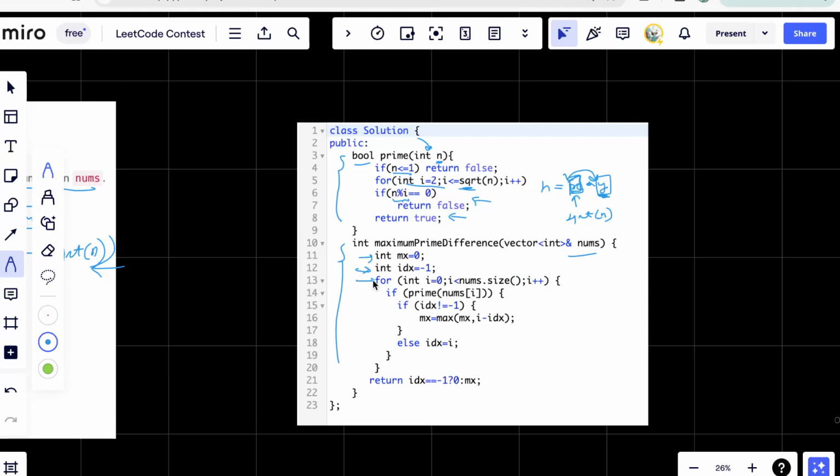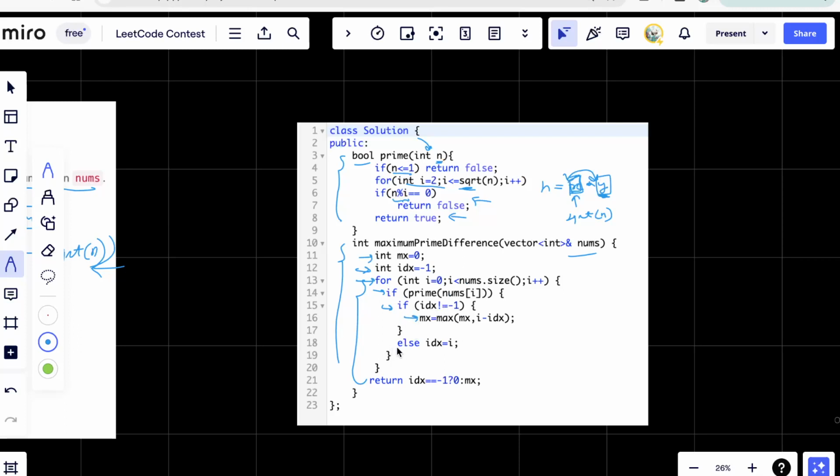Alright, so now we'll start iterating from i equal to 0, and we're going to only do one pass here. We're going to check if the current number I'm standing at is a prime. So I'll simply call this function on it, and if this is a prime, then I will check whether I have encountered a prime number before. That means idx will not be -1. We already saw that when we did the dry run. So if idx is not -1, then I can get the answer.